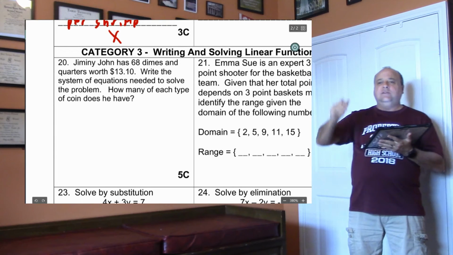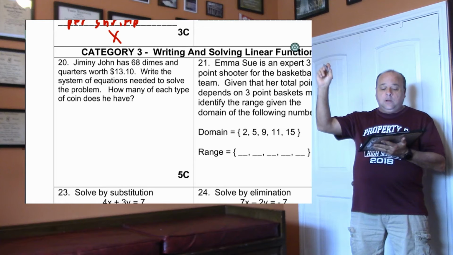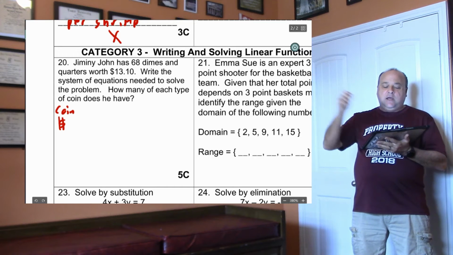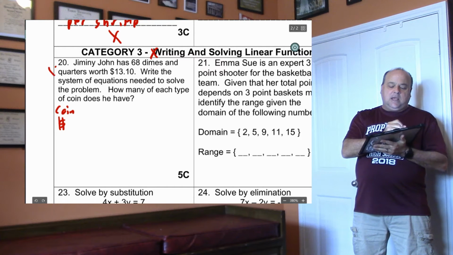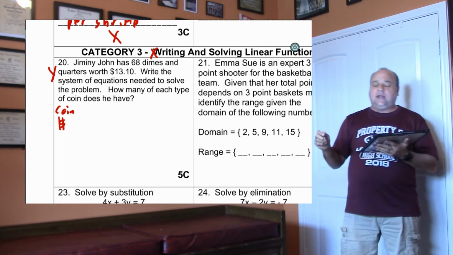Let's go to number 20. This is a coin problem, okay? Got to remember how much a coin's worth. Okay, so we're going to have a coin equation and a money equation. So we have dimes and quarters. That's going to be x and y. Remember, we're always going to use x and y because that's what we're going to plug in the calculator.